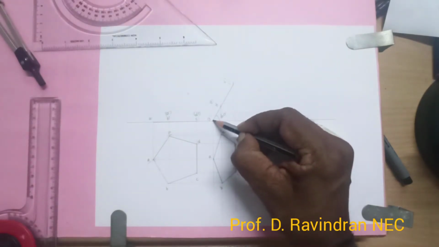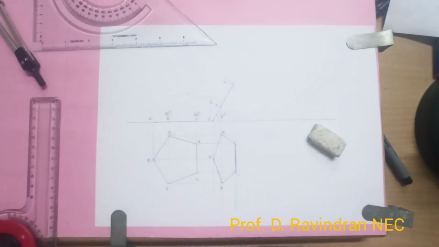Here A dash corner is resting on your HP and the surface is inclined 30 degrees to HP.